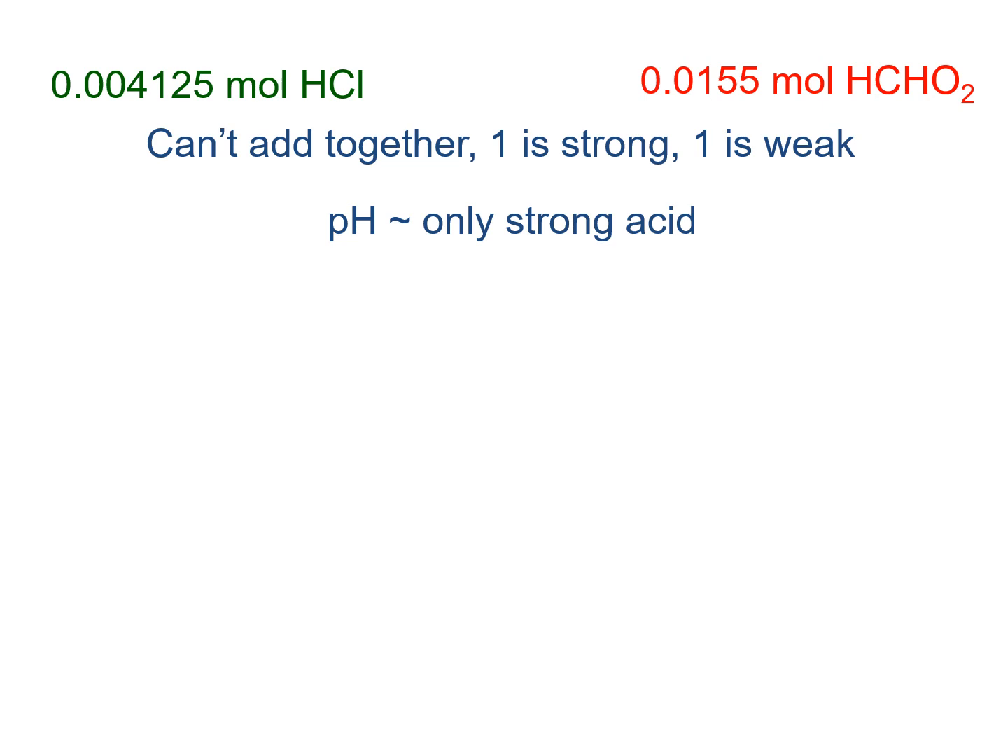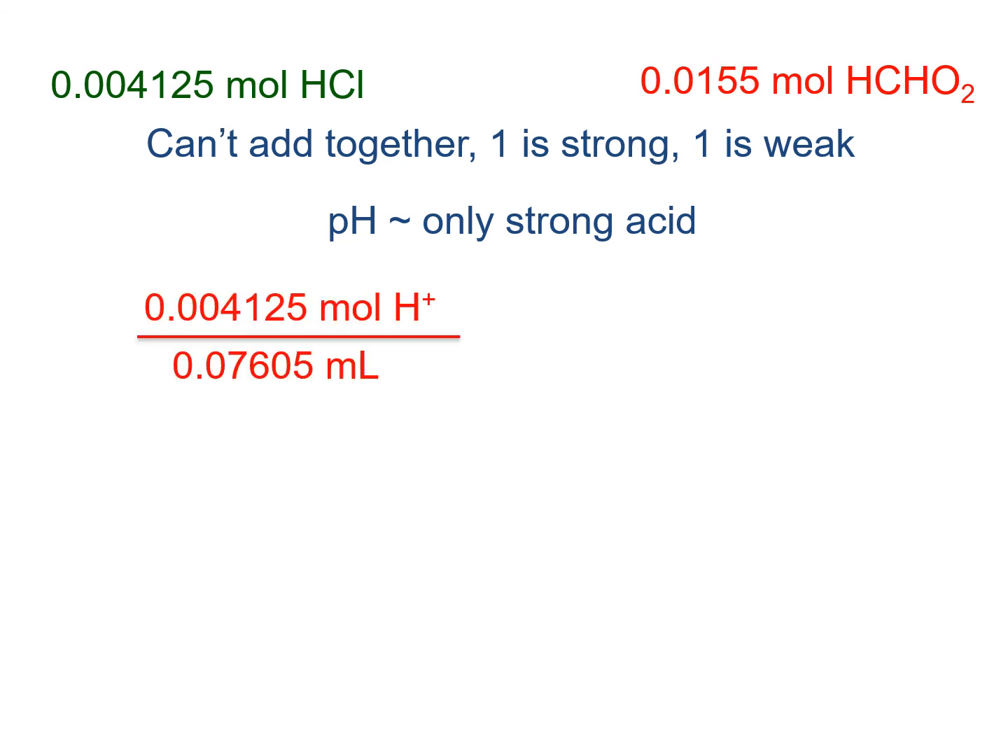So I have exceeded the buffer range here because I no longer have any more of its conjugate base, meaning I don't need to use Henderson-Hasselbalch. I will only need to convert to molarity. Notice the volume that I'm using here is the additive of my 75 milliliter solution I started with and the 1.5 milliliters of acid I've added.